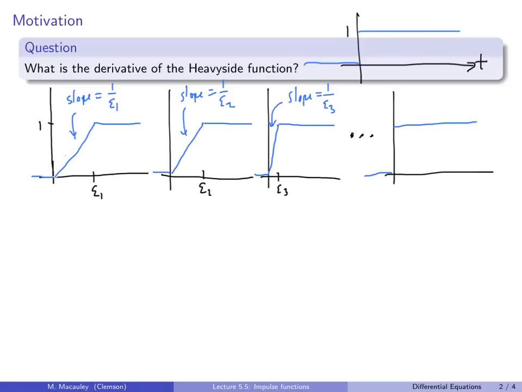So let me name these functions. I'm going to call this one h sub 0 superscript epsilon 1 of t. So my notation is 0 is where this thing occurs, and epsilon 1 is the width of this. So that's going to make this thing h naught epsilon 2 of t. This is h naught epsilon 3 of t. And this one here, let's just call it h of t, the Heaviside function. So I can think of the Heaviside function as being a limit in some sense of these functions.